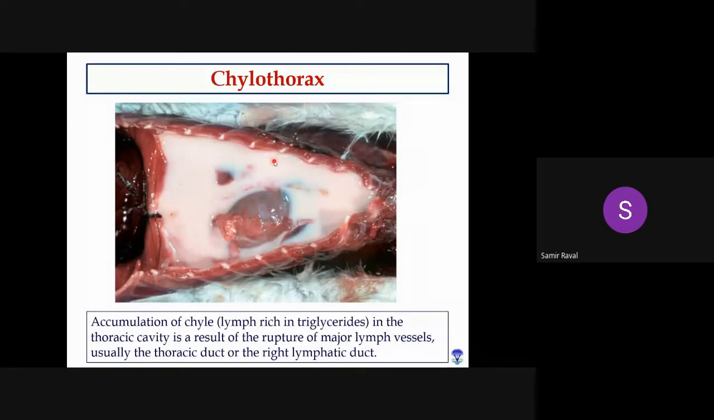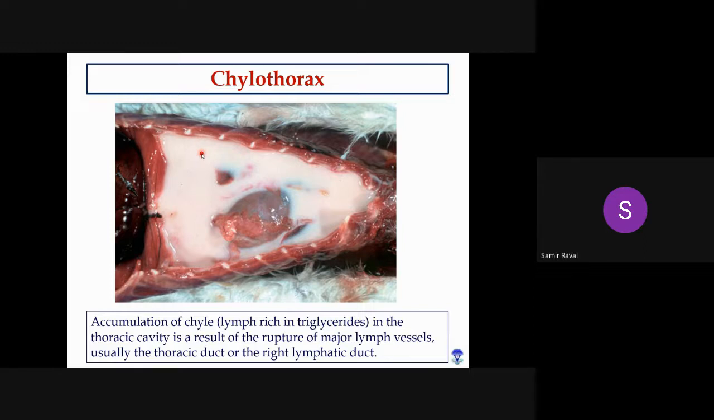Now here you can see this is thoracic cavity. Okay, this is heart, and this entire thoracic cavity is filled with the whitish material, right? So this whitish material can be pus, can be lymph fluid. If you see this particular fluid in the microscope, if it is lymph fluid, then you will find ample amount of lymphocytes, and it is rich in fat droplets, right? So when you examine such fluids microscopically, if you find ample amount of only lymphocytes and lipid droplets, in that case you can use the word chylothorax, right?